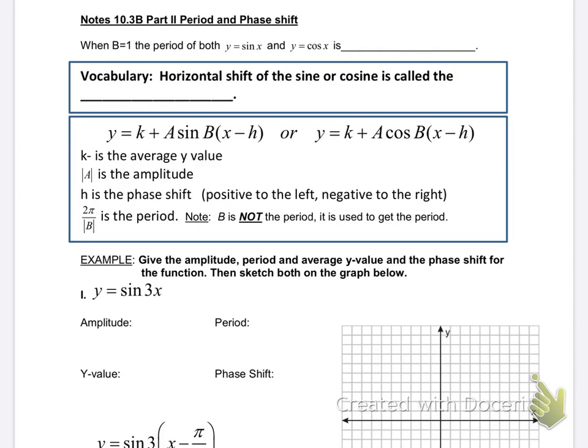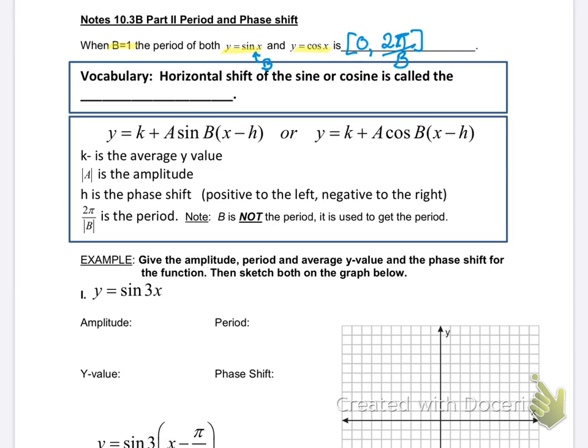Here are the notes for 10.3b, part 2. So we're going to talk about period and phase shift. When the period is 1, or when b is 1, the period for both of these, remember, was always 0 to 2 pi, right? And then when I threw a number in front of the b here, it still started at 0, and it would just go to 2 pi over b, right? So 2 pi over b.